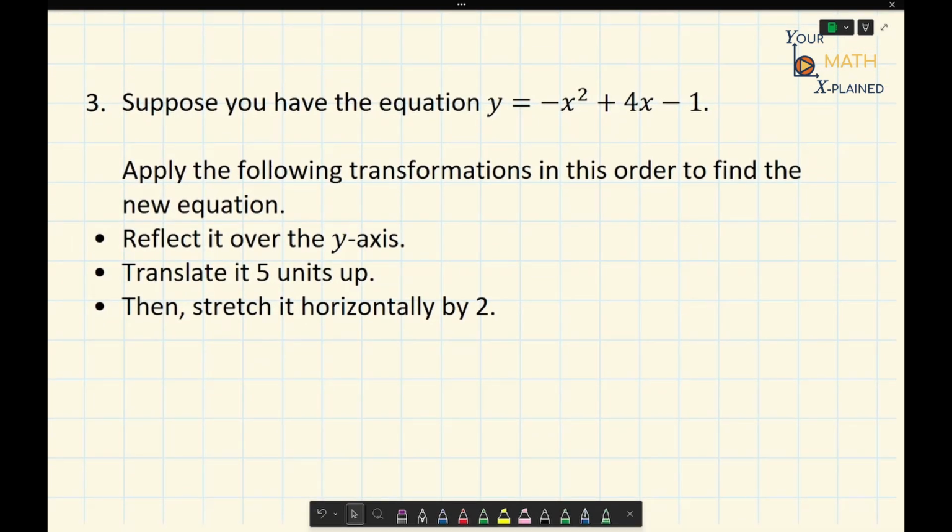So now let's take a look at a more complicated example. Suppose that you are given the graph of the quadratic equation y is equal to negative x squared plus 4x minus 1. And we would like to apply the following transformations to it without drawing out the graph. So we want to reflect it over the y-axis, then translate it 5 units up, and then finally stretch it horizontally by 2. So transformations by replacement is perfect for a question like this, because this equation isn't presented to us in that formulaic format, as there is more than one x in the equation. By replacement, we can perform this transformation step by step.